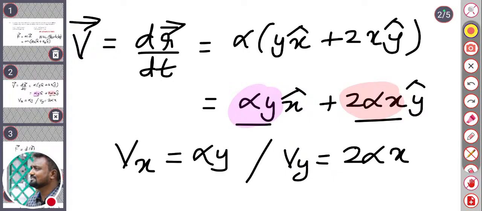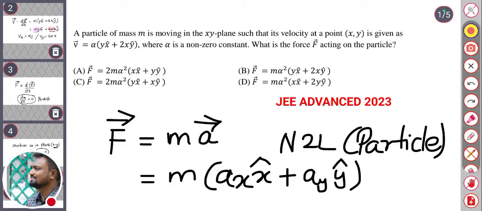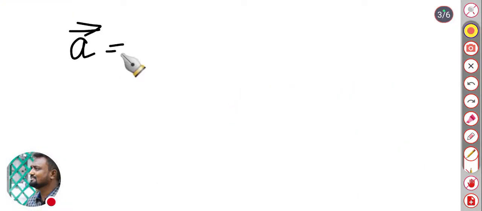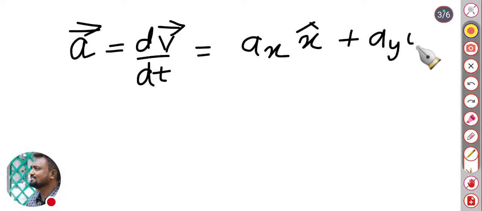So now we want to find the acceleration so that we can complete the problem. How can we find the acceleration? What is the acceleration vector? The acceleration vector can be written as dv vector by dt. This is also equal to, in the Cartesian form, ax x cap plus ay y cap. In our books, we do have i cap and j cap. It can also be rewritten as x cap and y cap.